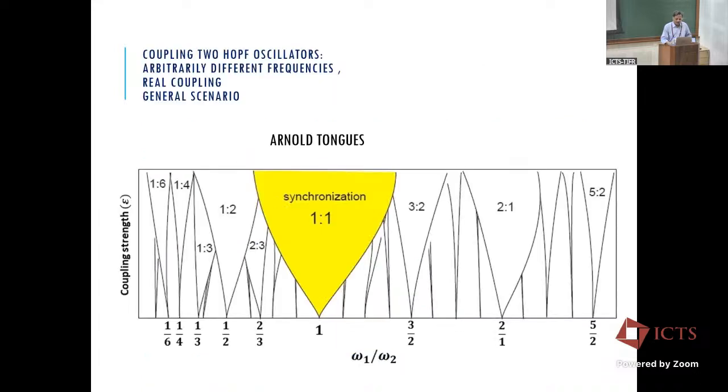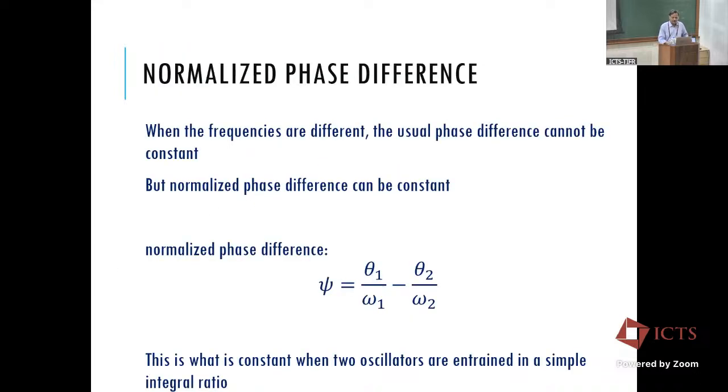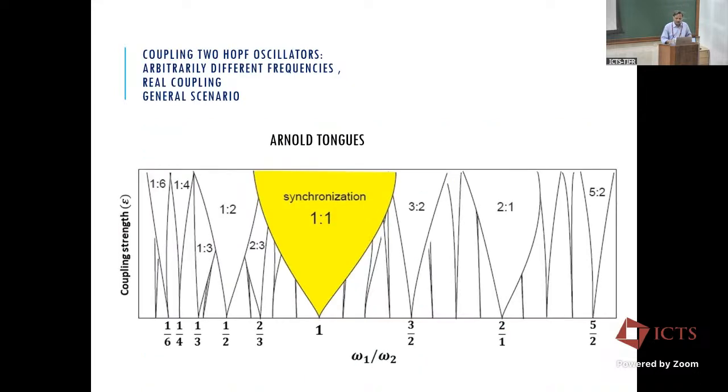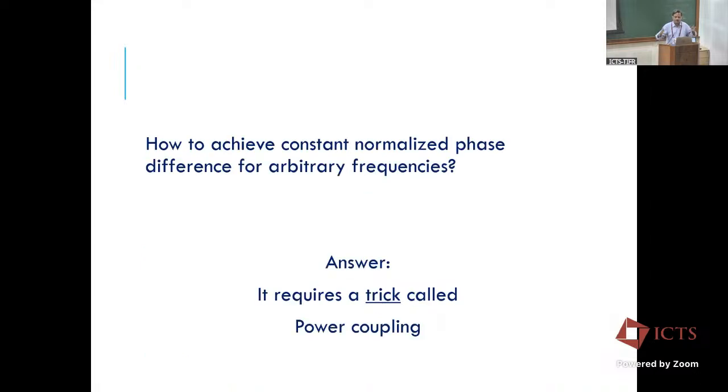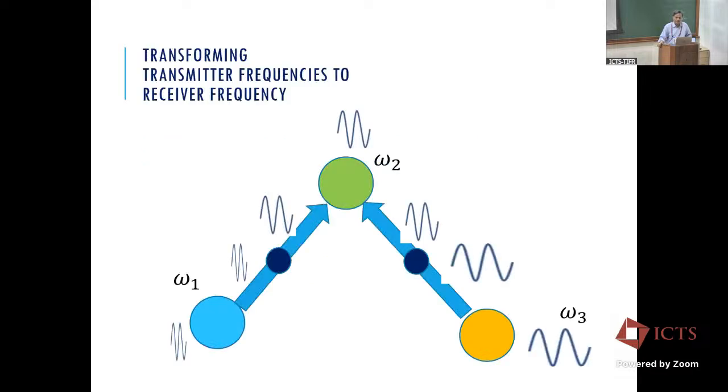So how do we deal with this problem? We said, let's try a small trick. Since you cannot have a constant phase difference, it is only meaningful to try to get a constant normalized phase difference. That is, you take θ1 by ω1 minus θ2 by ω2. That difference is the normalized phase difference. Can we construct a pair of oscillators, couple them in such a way that the normalized phase difference is constant, any desired constant? That's the best you can even ask for. And that can be done quite trivially.